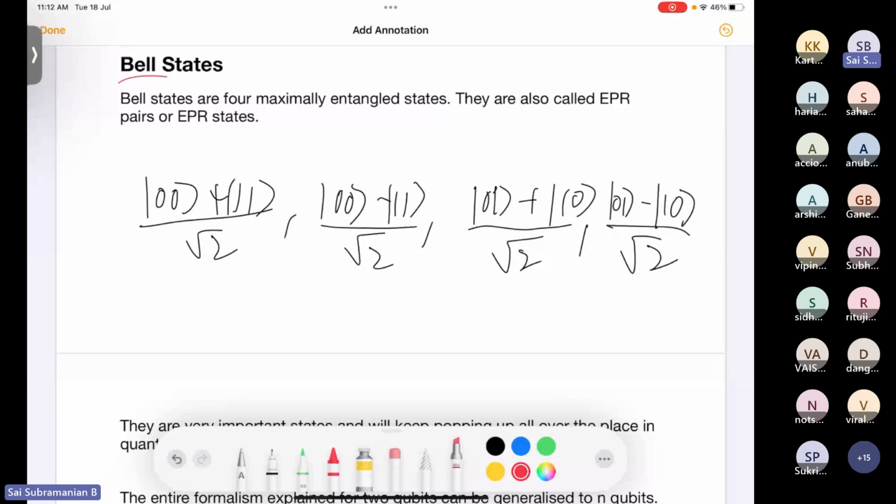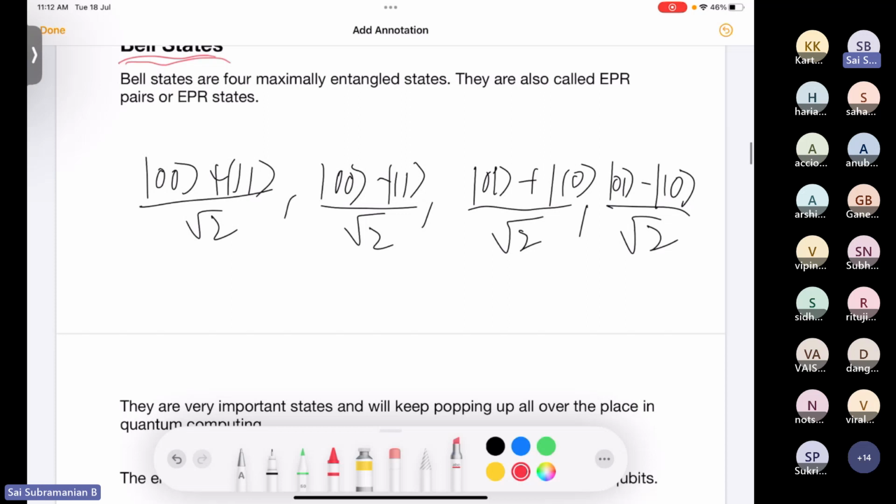Okay, so Bell states. Bell states are 4 maximally entangled states based on the definition we saw. They are also called EPR pairs or EPR states. EPR stands for Einstein, Podolsky, Rosen. They are 3 scientists, Einstein, of course, who wrote a paper questioning things about quantum mechanics. We'll touch upon that in Bell's inequality. And they also did some analysis and suggested some things about these states.